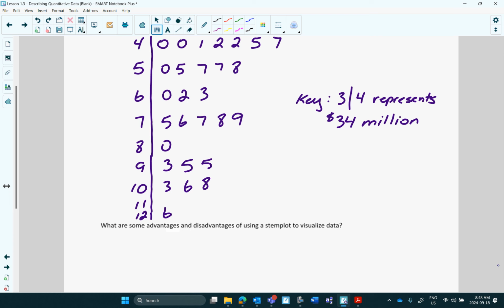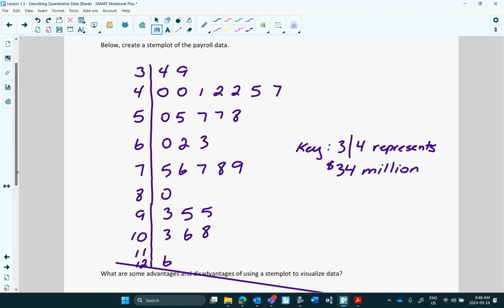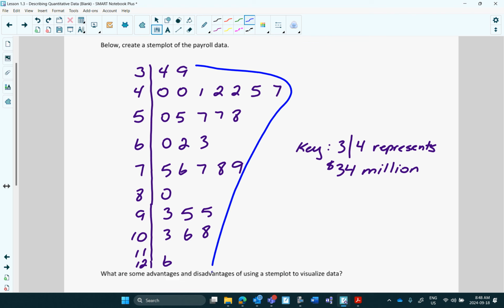So really what it is, it's kind of a dot plot that's turned on its side. So if you want to analyze a stem plot, what you do is you kind of tilt your head 90 degrees and you can see the way that it's distributed. So when I look at it like this, I can see that I've got a bit of a right skew going on because it's tailing off to the right.